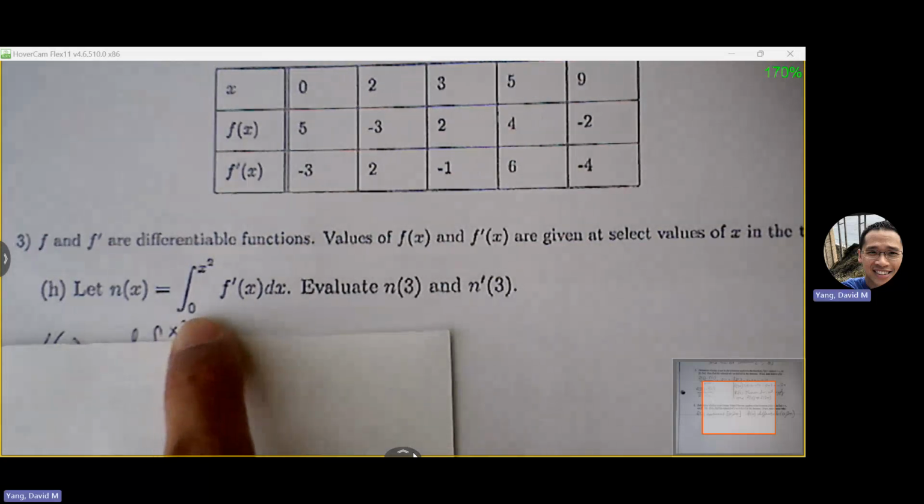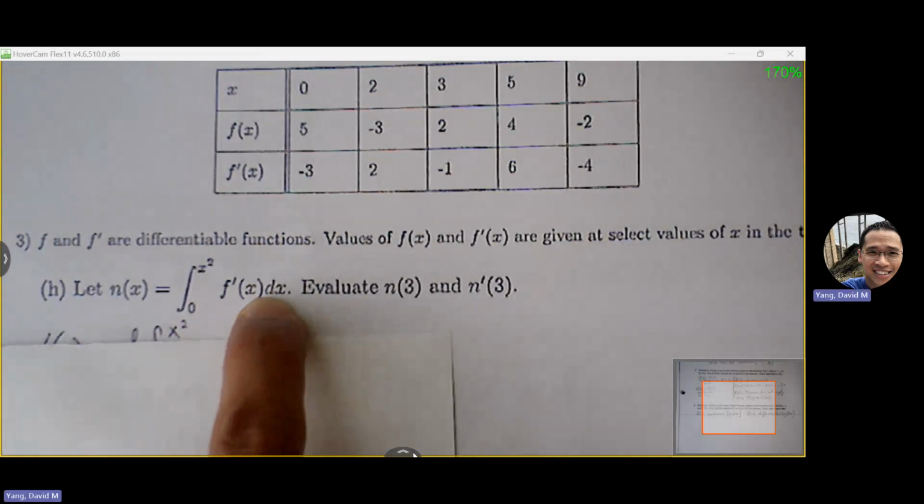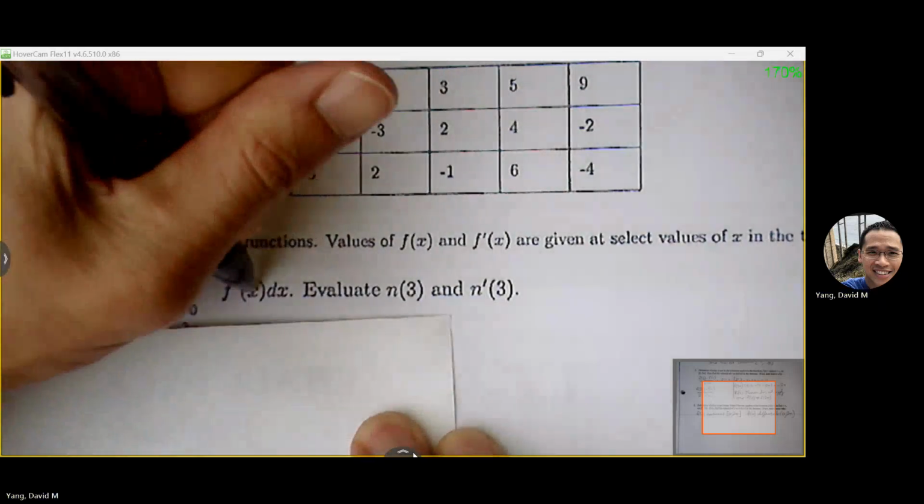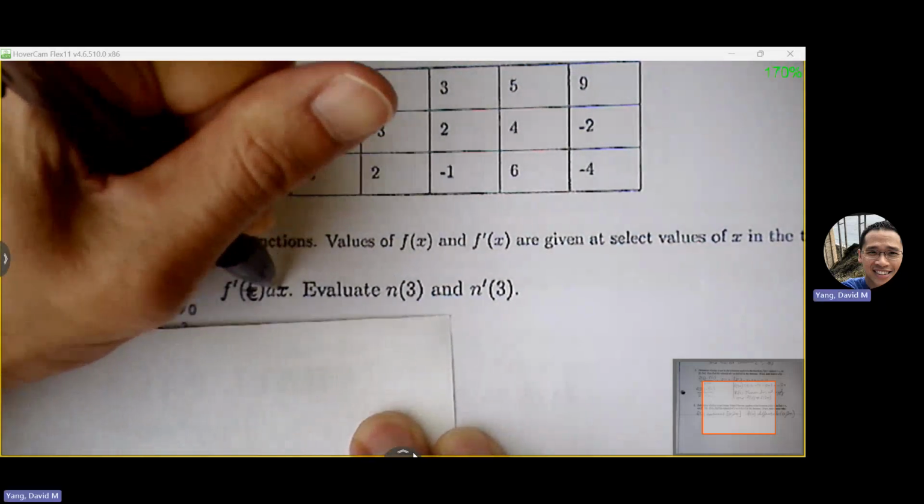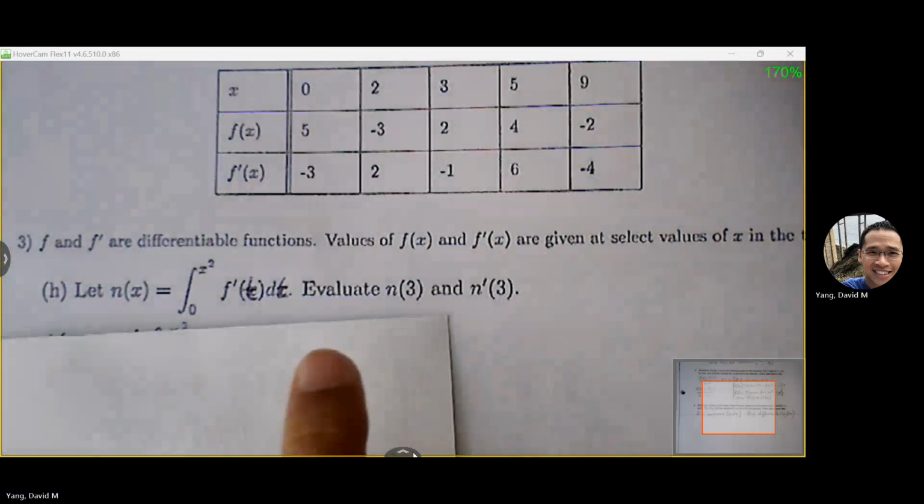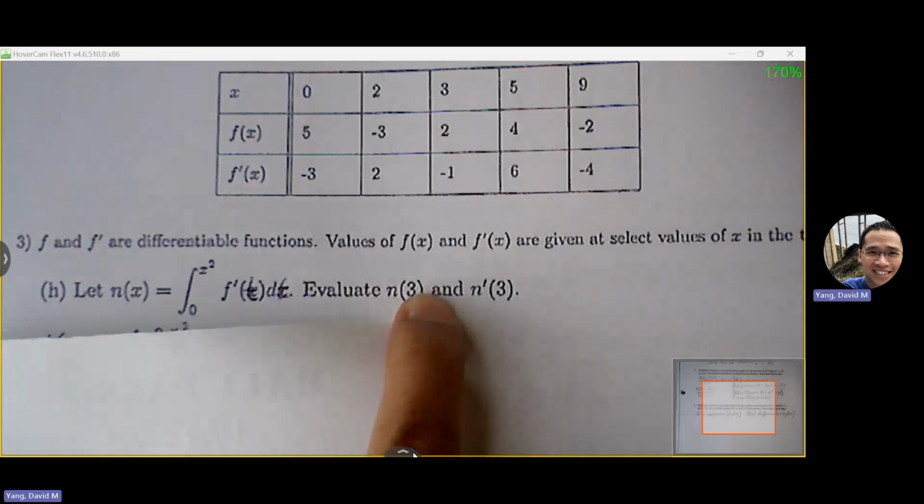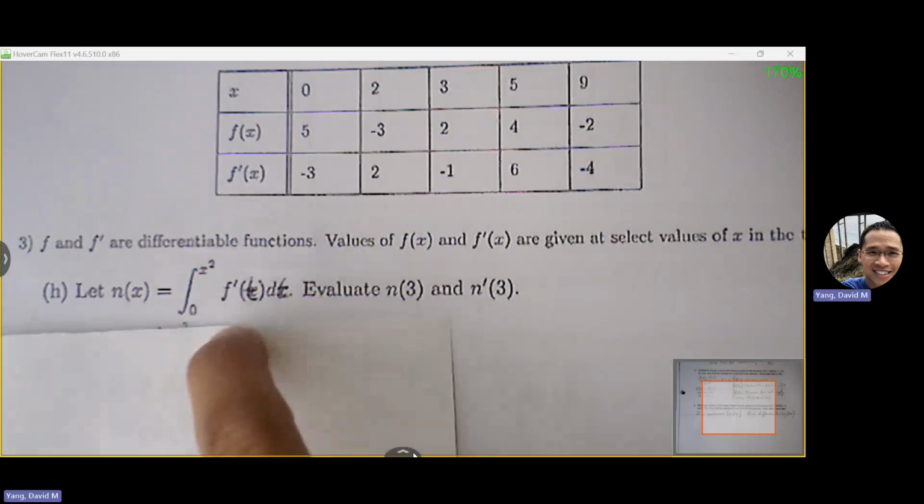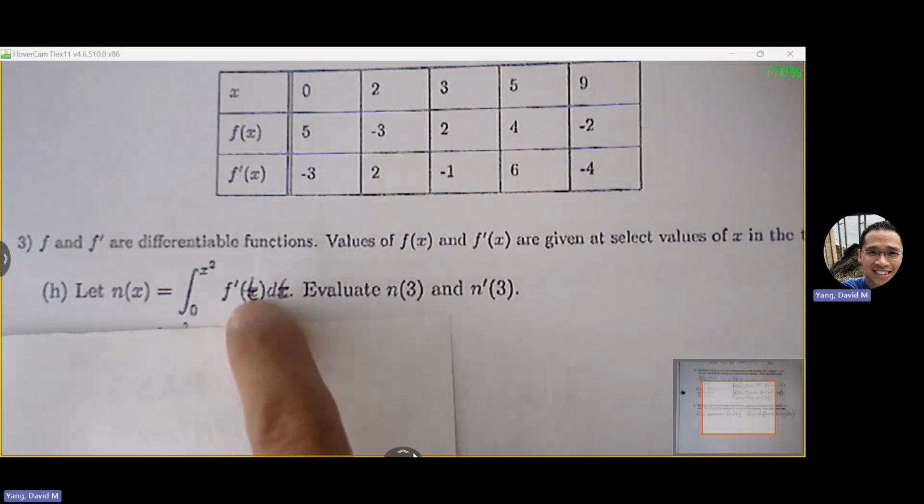So we have n of x is the integral from 0 to x squared. It should be t here. Variables should not quite match, but we get the idea. It should be f prime of t dt. Evaluate n of 3. We can just plug 3 in for x and take the antiderivative.